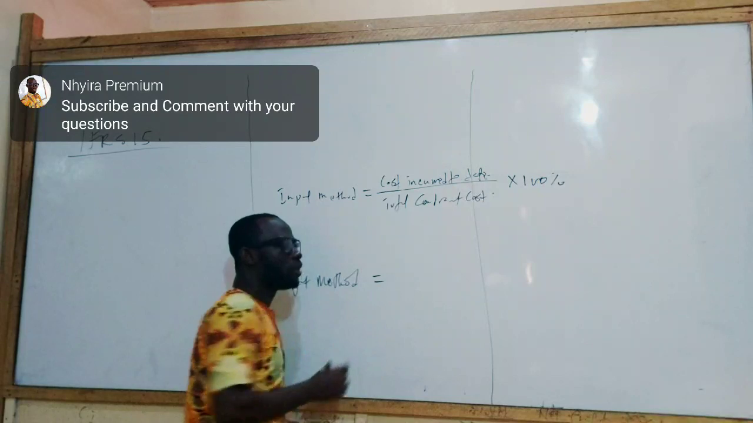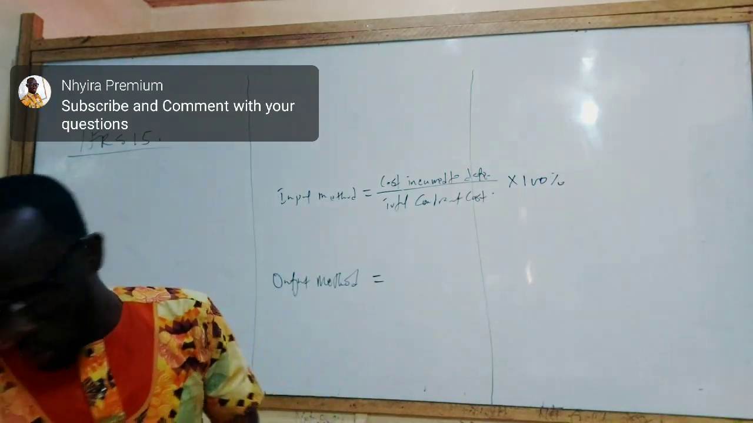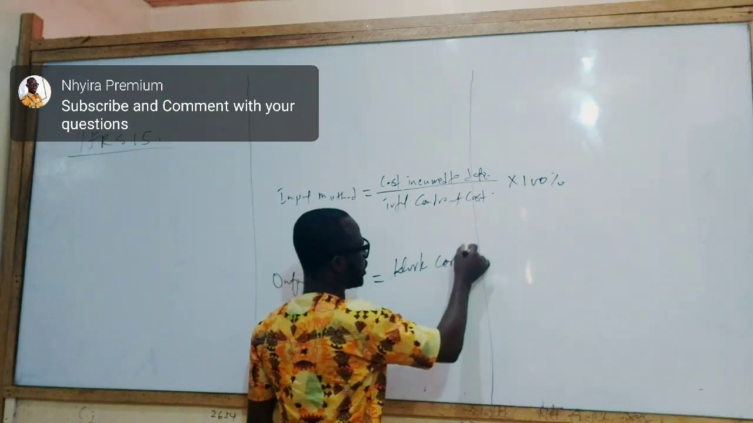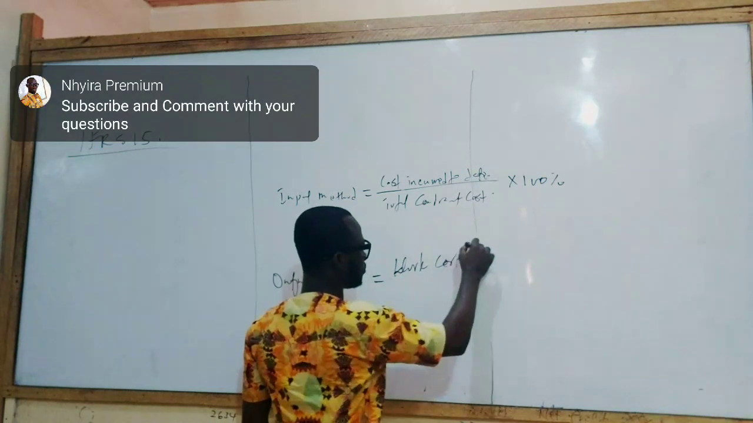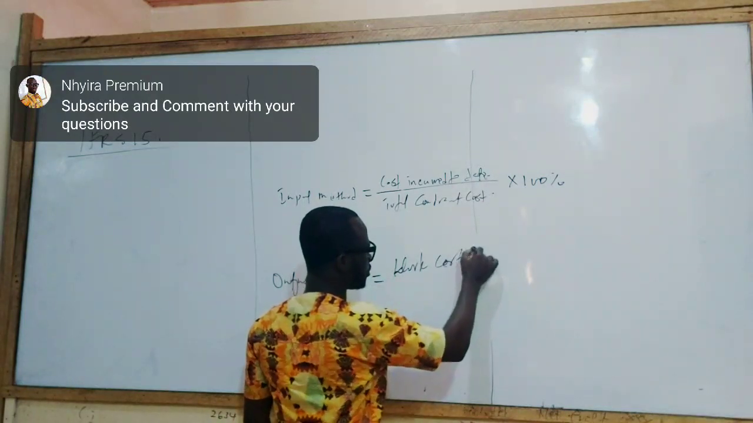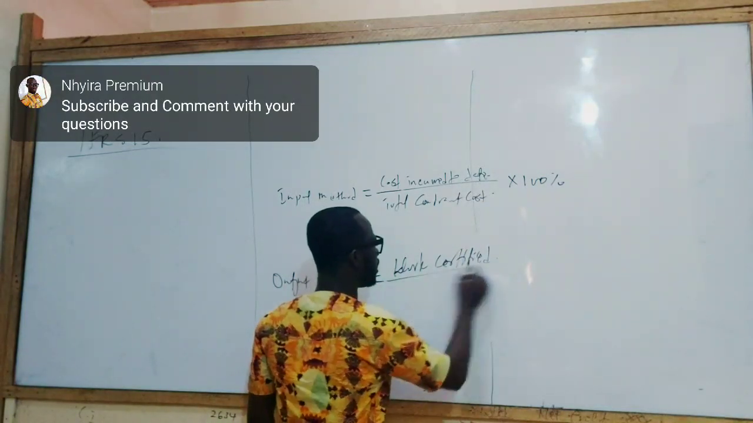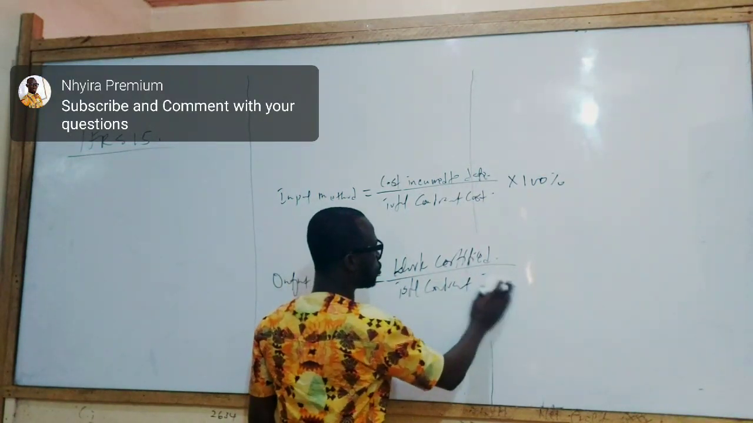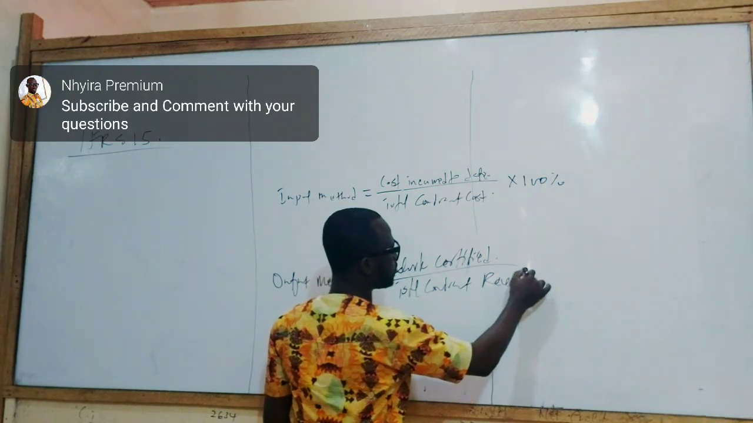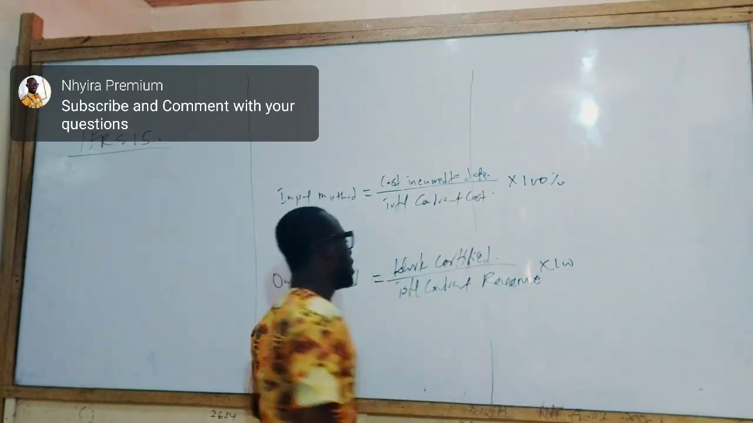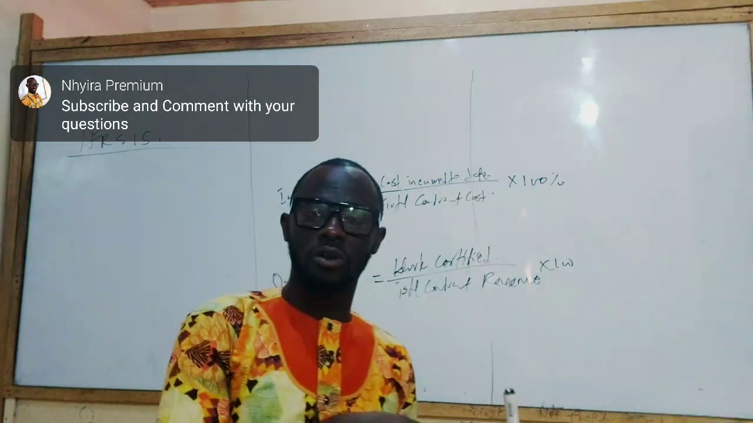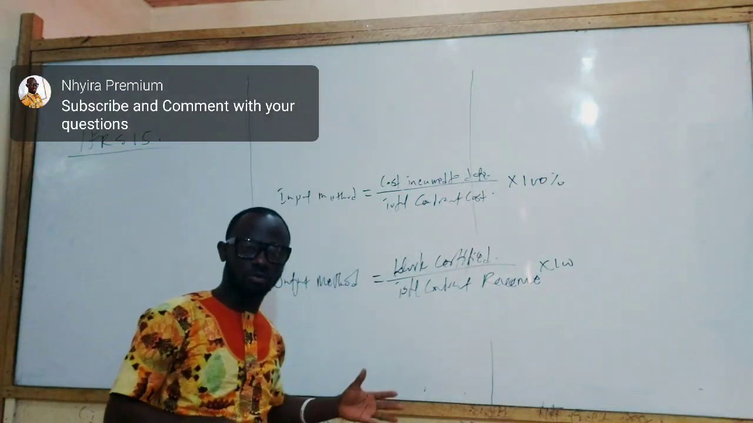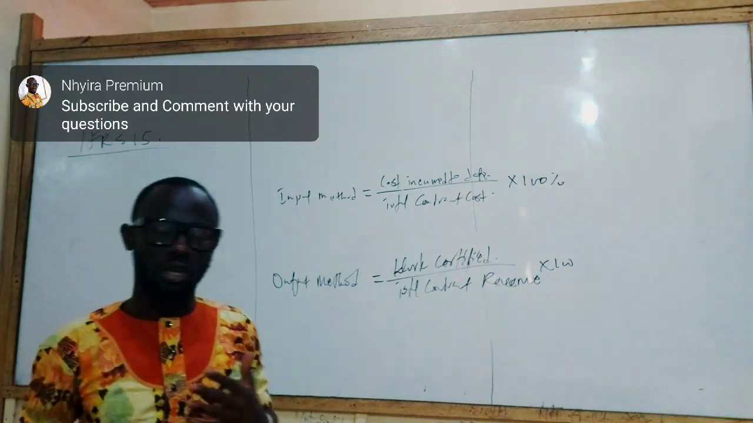Now, with the output method, this is where we're going to be using work certified over the total contract revenue. Sorry, total contract revenue, times 100. So either we're using the input approach to compute the percentage of completion, or we are using the output approach to compute the percentage of completion.